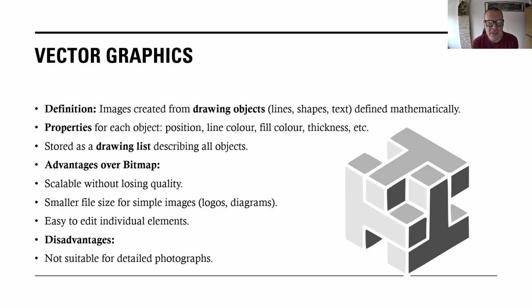Because there isn't a lot of detail, we don't need to store pixel information for every single pixel where the color would be the same. So a simple logo shape, a diagram, can be a much smaller file size compared to a bitmap of the same thing. And it is easier to edit individual elements. All the objects are preserved, whether they're in the foreground, background, overlapping something else, then they're still all there and they're still complete. It's just you may not see them all.